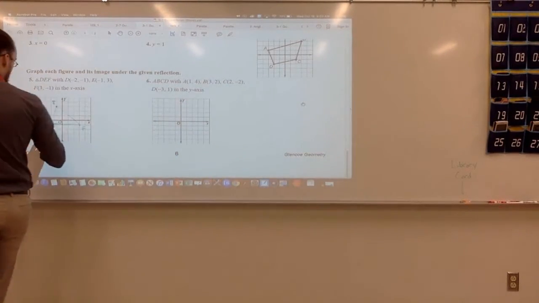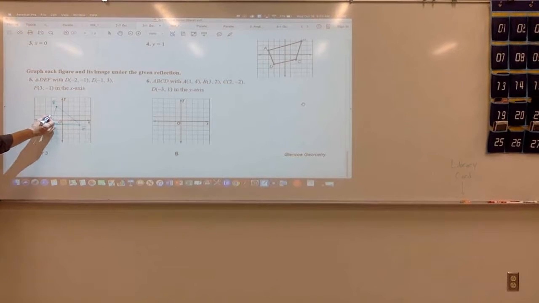So from D to the x-axis is 1, so D prime will be 1 up. F to the x-axis is 1, so F prime will be right here. And then E to the x-axis is 1, 2, 3, so E prime will be 1, 2, 3. We get a nice picture of where that reflection is. And hopefully we can see, on the graph, if I were to fold right across the x-axis, it would be on top of each other.